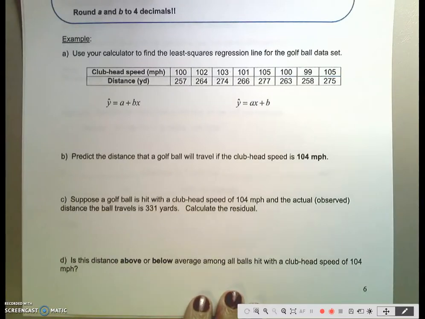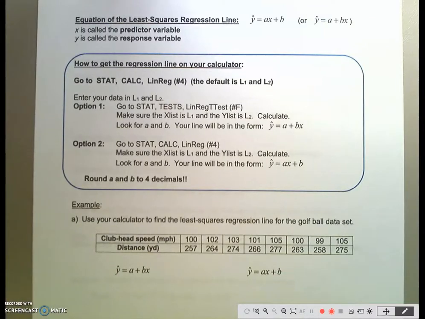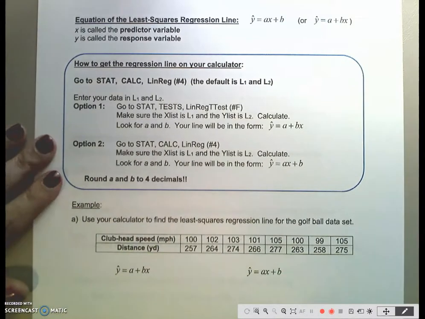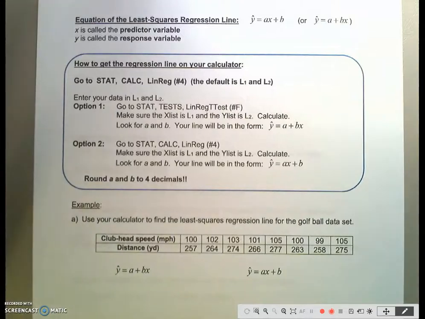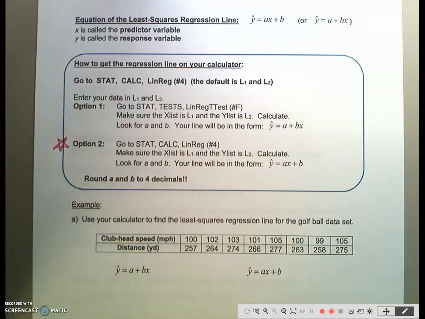All right, so how do we get this regression line off of our calculator? Well, you already know where to go because it's on the same screen as R. And just like we said before, there's two options. I prefer option 2, but you have to have the diagnostics turned on if you go to option 2. But if you've been working with me through the previous section, you already have your diagnostics turned on. But I'll show you both.